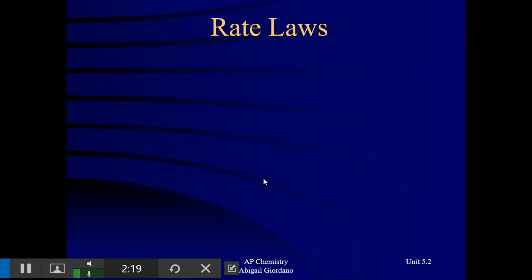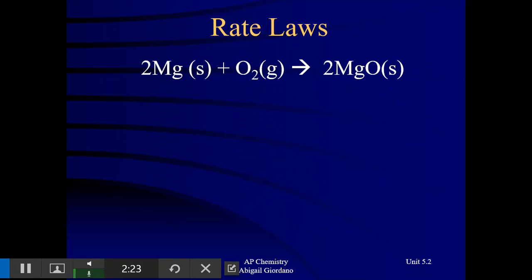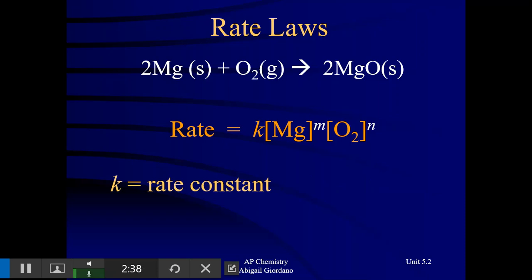So what I want to show you is an example of what a rate law looks like. We have a balanced equation here, and what's written here in the middle of the screen is what a rate law looks like. You literally have the word rate equals, and then this lowercase k is something called a rate constant.